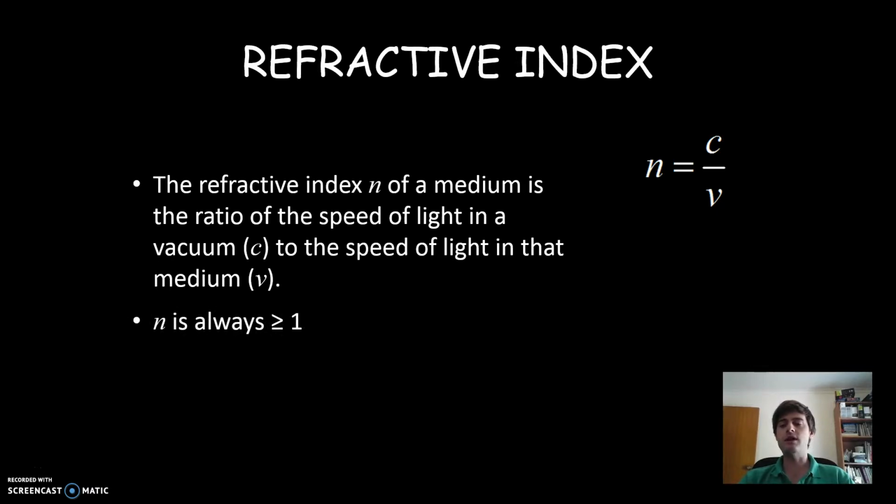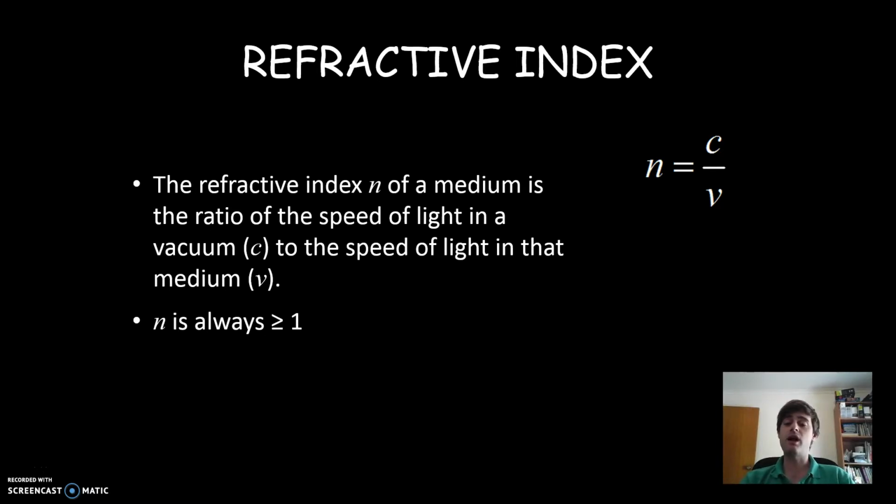Now, because v will always be less than or equal to the speed of light in a vacuum, that means that n will always be greater than or equal to 1. So for example, if we were calculating the refractive index of something like water, the speed of light in water, v, will be smaller than the speed of light in a vacuum. So that when we do c divided by v, we're going to get an answer that's bigger than 1. And that's always going to be the case.